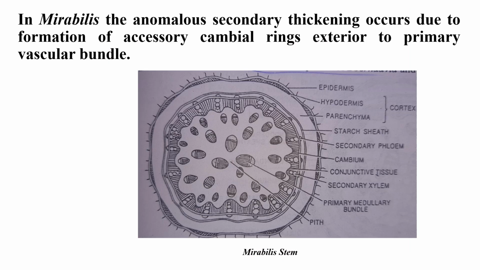Then in Mirabilis, the anomalous secondary growth occurs due to the formation of accessory cambial rings exterior to the primary vascular bundle. So the main vascular bundle has cambium. Apart from that normal cambium, the Mirabilis stem has many accessory cambial rings, extra cambial rings in case of Mirabilis stem.